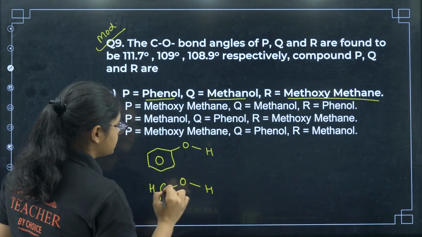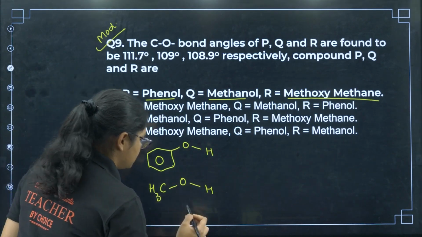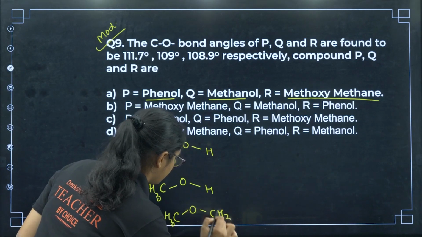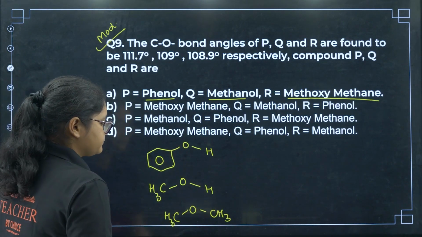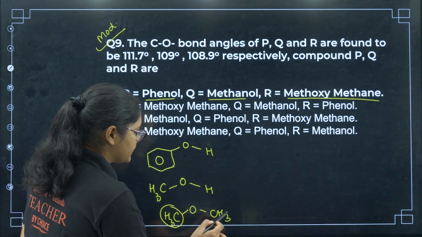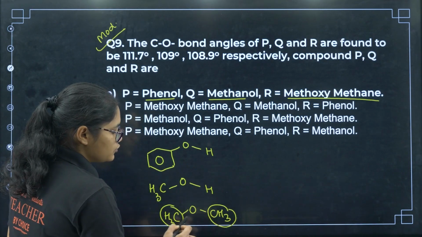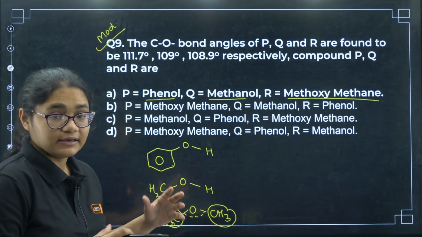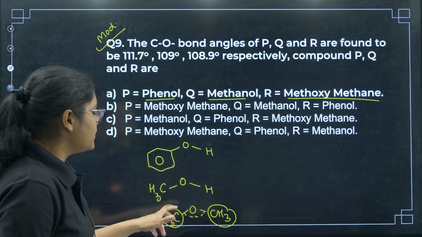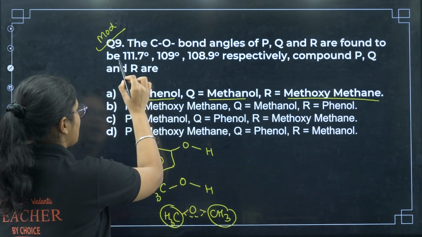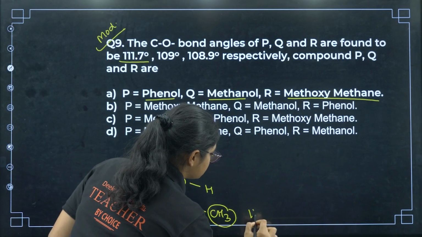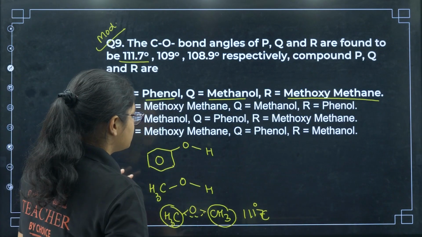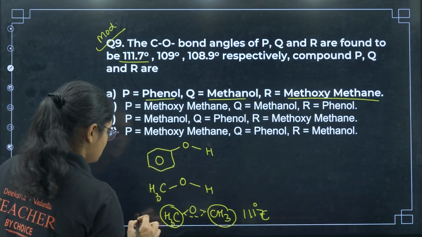Okay, this is phenol, this is methanol, and we have methoxymethane. Now if you see here, I have two bulky groups, right? So these two bulky groups will repel each other and this bond angle will increase, right? Now if the bond angle increases, I can see that 111 degrees is this one. Sorry, 111 degrees. So this is my P, right?